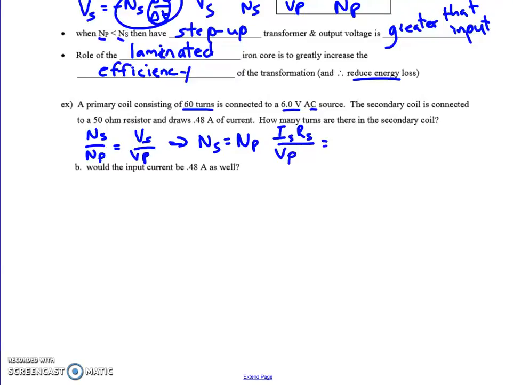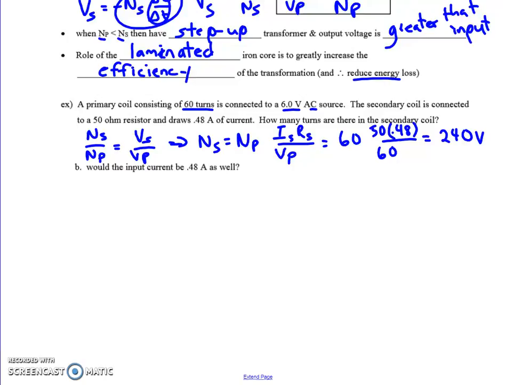So we have 60 times 50 times 0.48, right, divided by 60, right? I believe 50 times 0.48 is 240. 240 divided by 60 is 4. 4 times 60, they cancel out anyway. So we get 240 turns, okay? So we have a step-up transformer here.